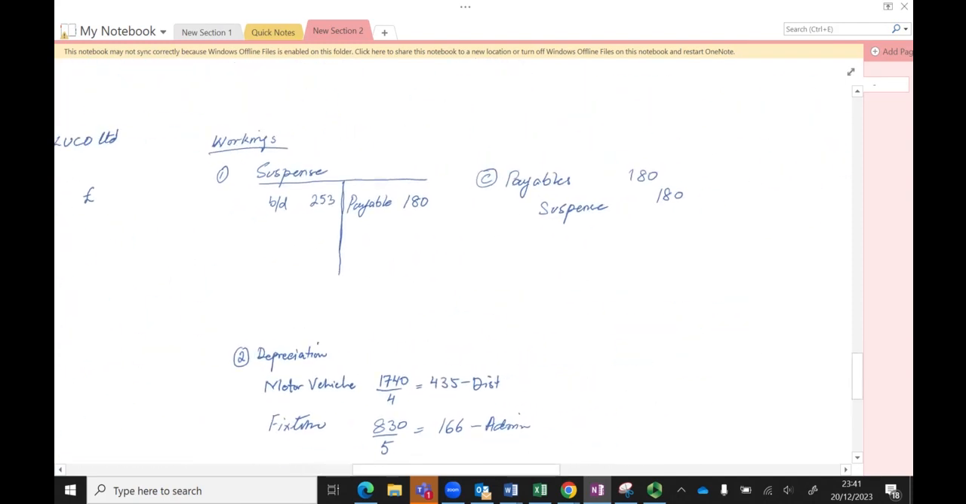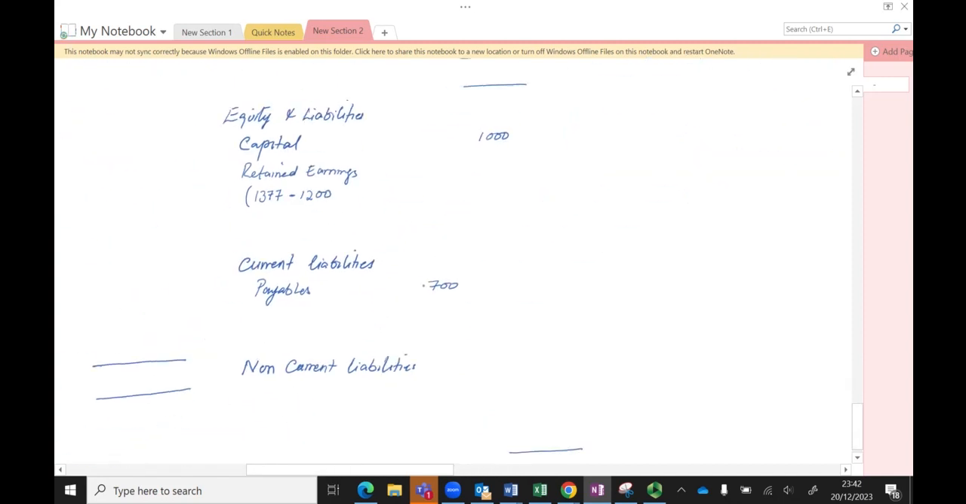Remember, payables is a liability, and usually liability has a credit balance. But when we pay off the liability goes down, it reduces, and when the liability is reduced, it is always debited. So this payables balance, which is appearing in the current liability as 700, is a liability. We need to reduce it by 180. So what I can do is I can write 700 in the bracket minus 180, which is $520.